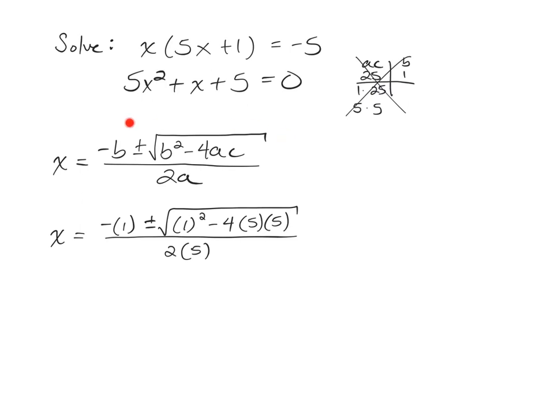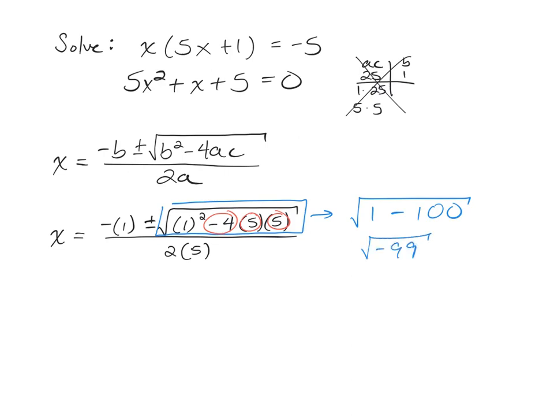So here we go, there's the quadratic formula again, and again with all of the numbers filled in. But I will take the square root off to the side. 1 squared is 1. And this time it's going to be a negative because I've got negative 4 times positive 5 times positive 5, which is negative 100, aka subtract 100. You can subtract those pretty easily to get negative 99.